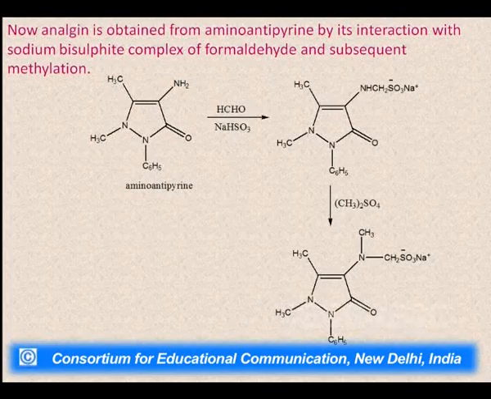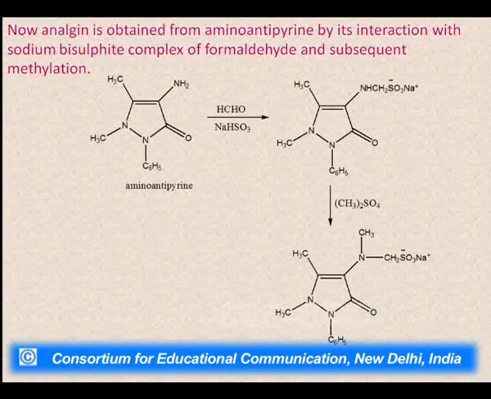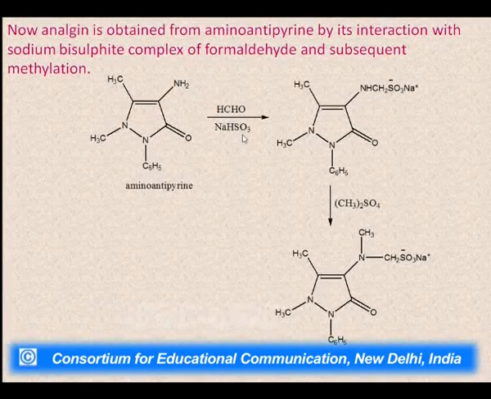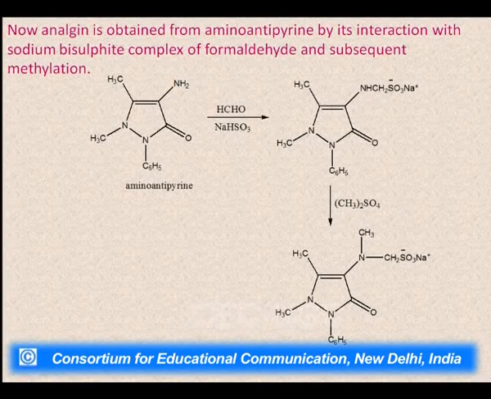Now, Analgen is obtained from this amino antipyrine by its interaction with the sodium bisulfite complex of formaldehyde and subsequent methylation. So, the amino antipyrine reacts with formaldehyde and sodium bisulfite and makes a salt of the amino antipyrine, which then reacts with dimethyl sulfate, undergoes methylation, and finally we get the Analgen drug.